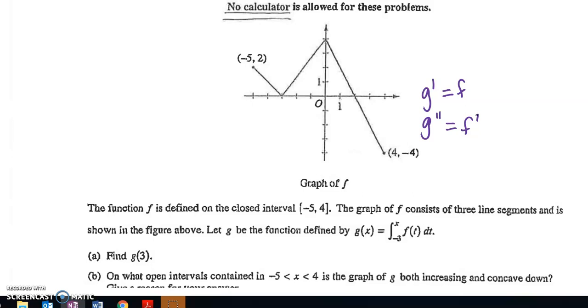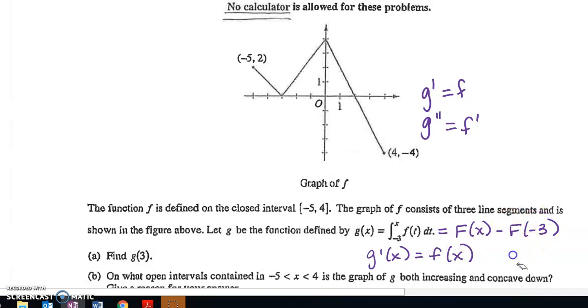The reason that that's true is because this integral is equal to the antiderivative up high minus the antiderivative down low. When you take this derivative, you're differentiating each of these terms. And the derivative of the antiderivative is right back at the function. And this derivative is 0 because it's a number, so it's not changing at all. So that's the connection there, and then therefore g double prime is equal to f prime. So that's an important thing to note as you move forward. And the integral is also from -3 to x, and so that's starting right here.